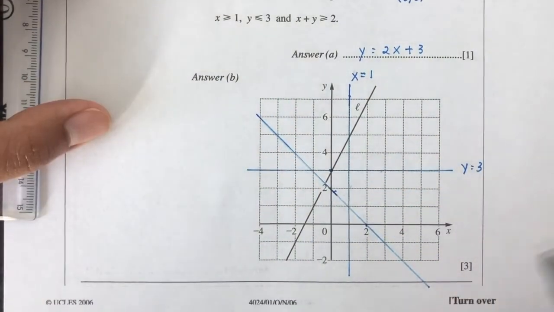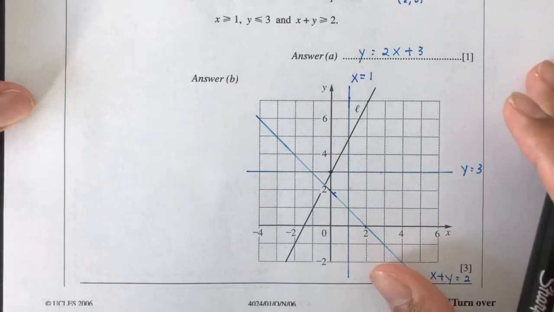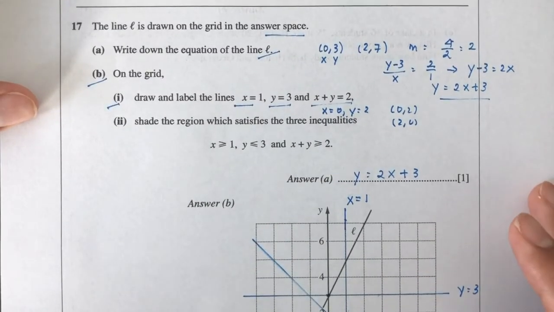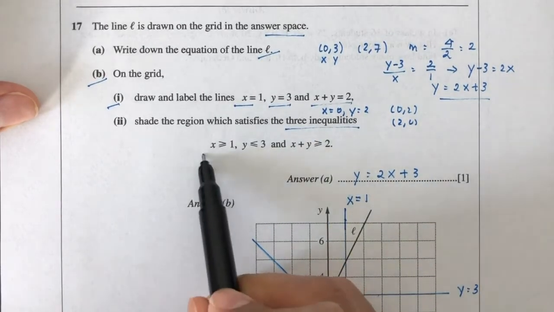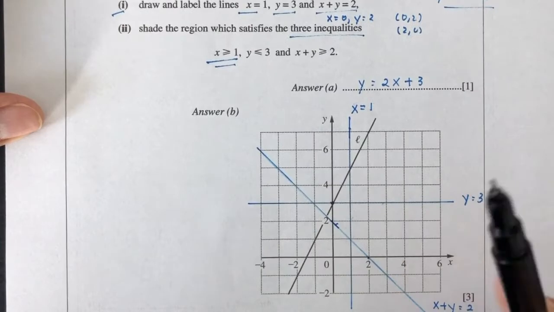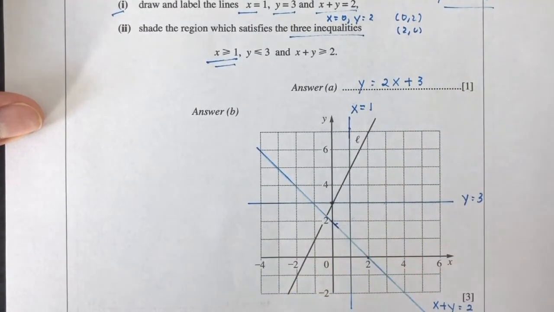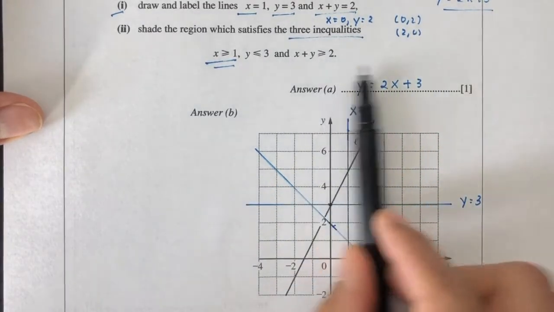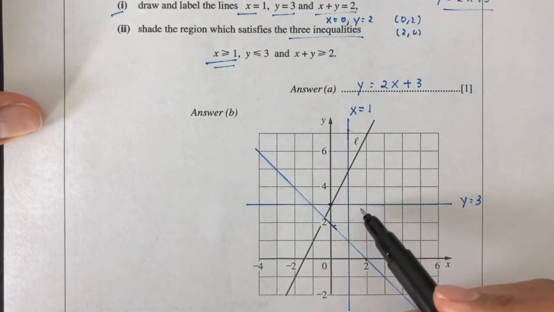So one more time, we just have to label this one as well. So this is x plus y equal to 2. Okay. Now the last question is to shade the region which satisfies these 3 inequalities. First one, it is more than 1, so it needs to be this side. It must be less than 3, which is below 3, more than 1, and it must be more than this. So this is your answer.